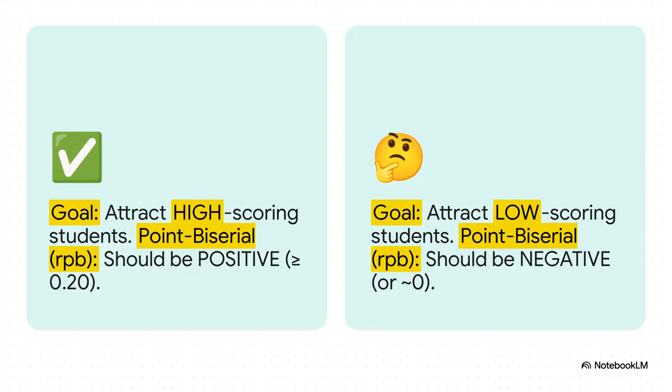So the key and the distractors have totally opposite jobs. The correct answer, the key, is designed to attract your high-scoring students, giving it that nice, positive point biserial. A good distractor, on the other hand, should look really plausible, but only if you have a common misconception about the topic. Its job is to attract the lower-scoring students, which means it should have a negative point biserial.